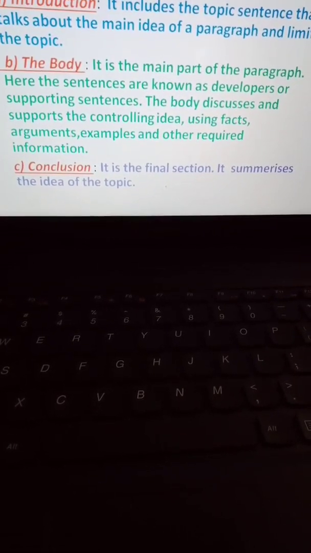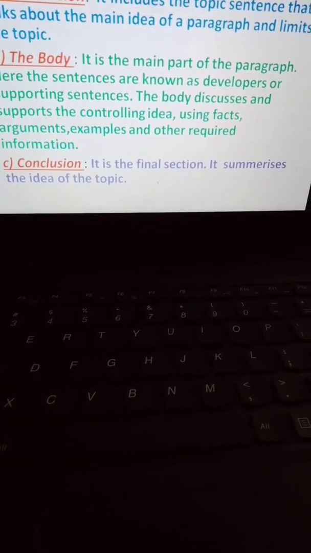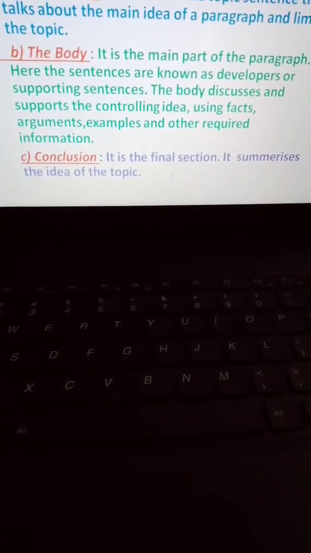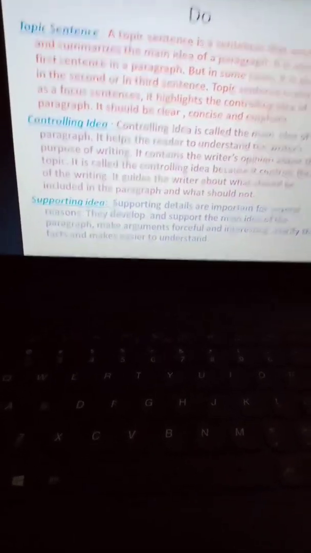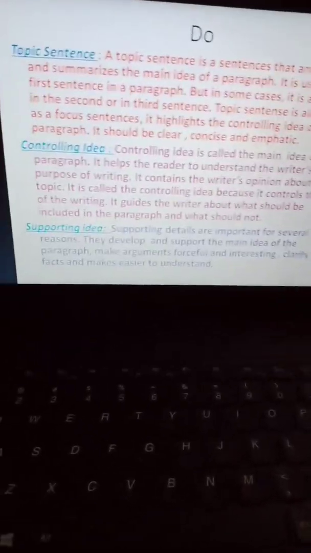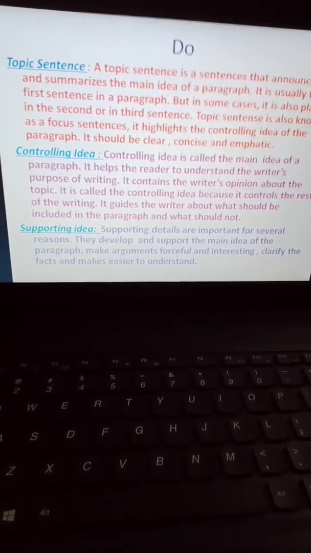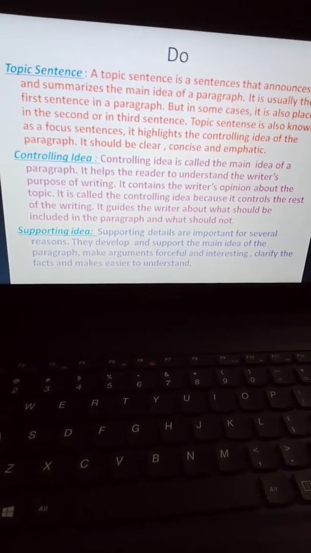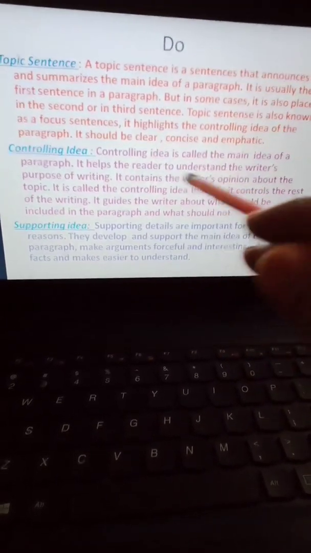And the final one is conclusion. Conclusion is the final section of a paragraph. It concludes the paragraph, and it summarizes the main idea of the topic as well. Okay. The next, in this slide, I will discuss those important terms that are very closely related to paragraphs.